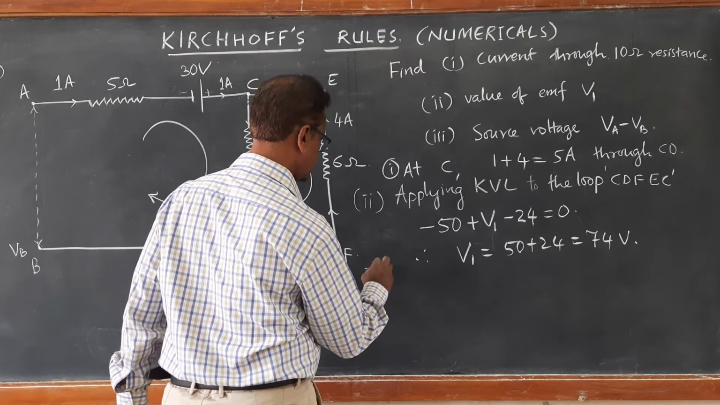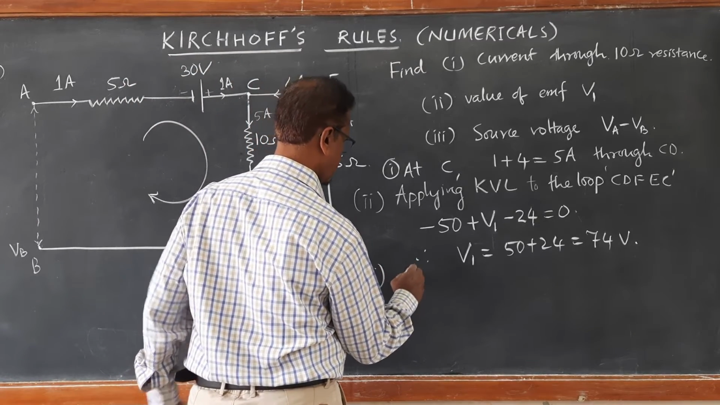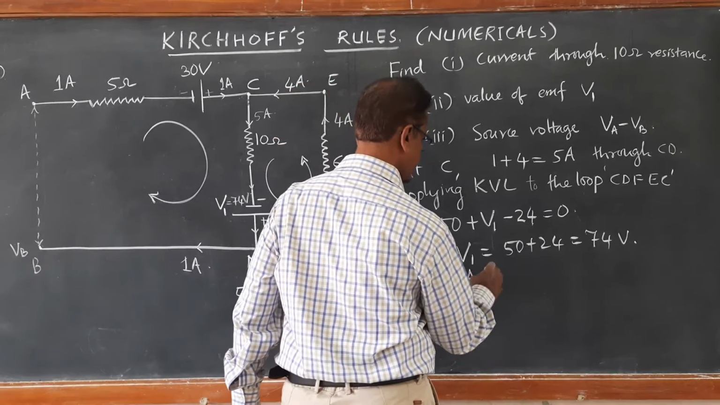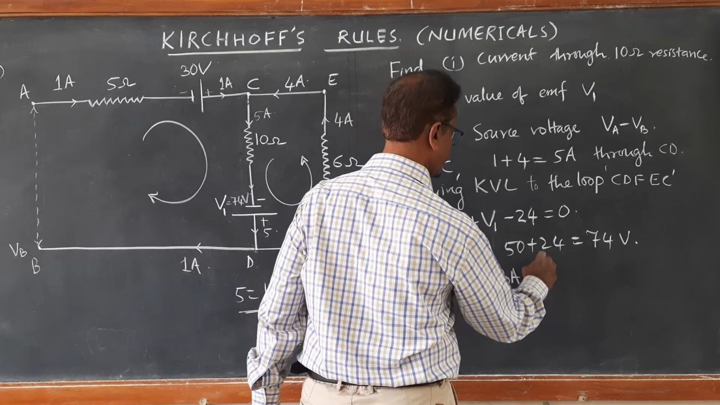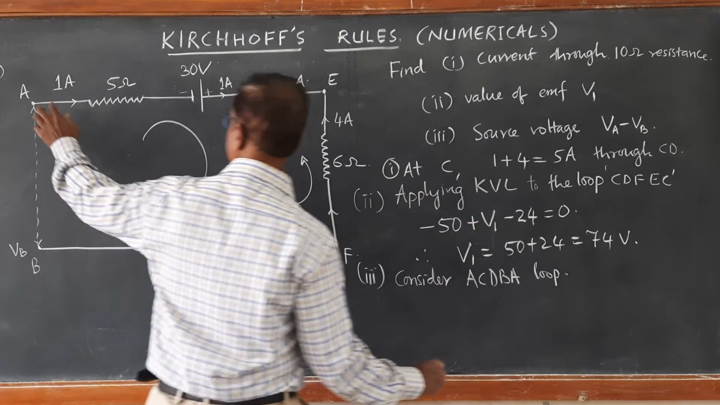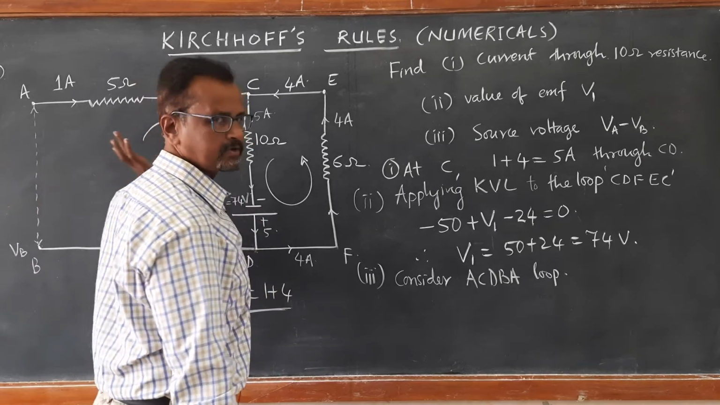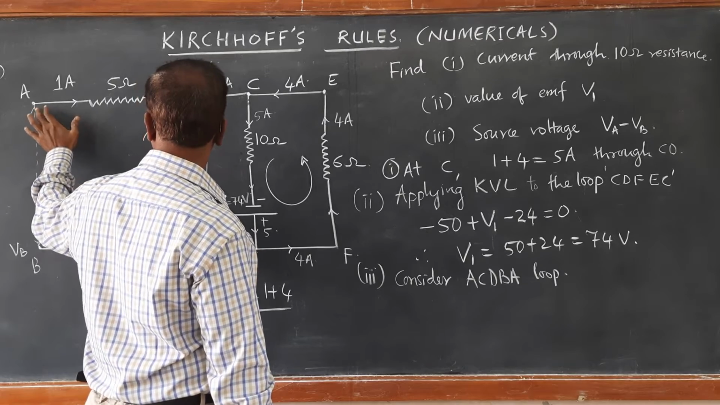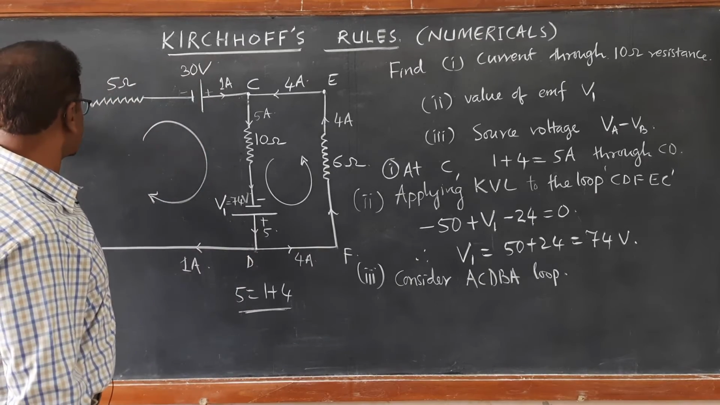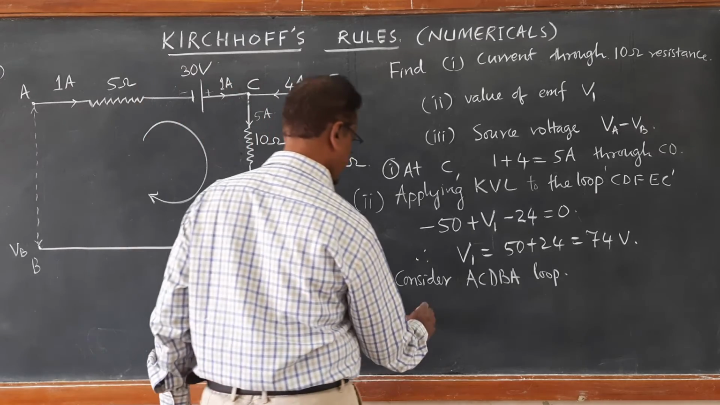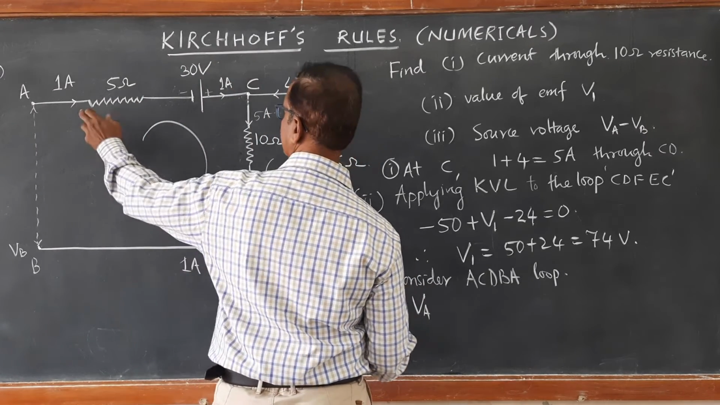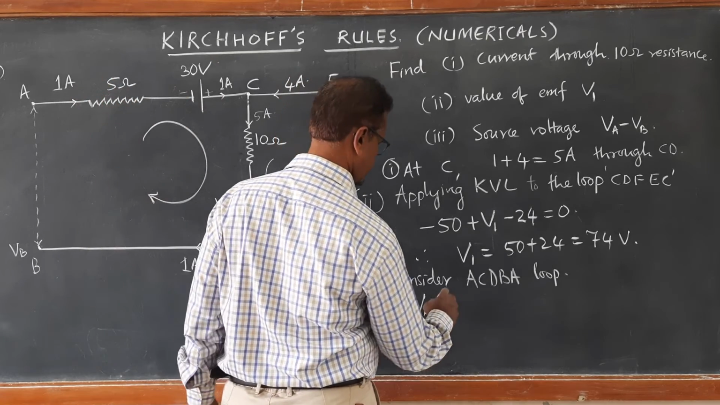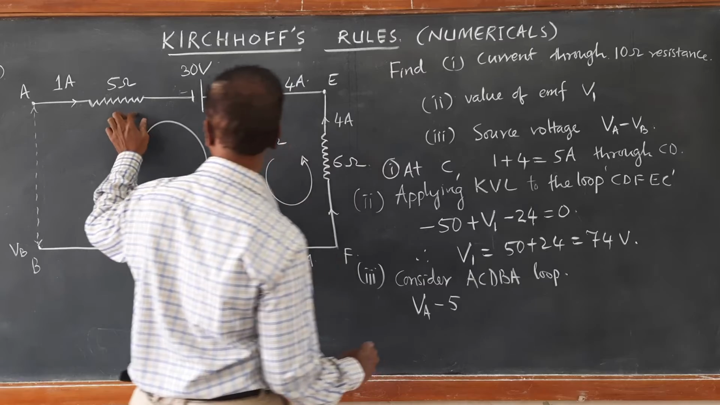For the third one, consider the A, C, D, B, A loop. In between A and B there is a source of battery or source of EMF, right? So let us take A to be at a potential VA. I will call it VA, and there is a drop in potential. So VA minus 5 into 1, it becomes 5 volt, right?